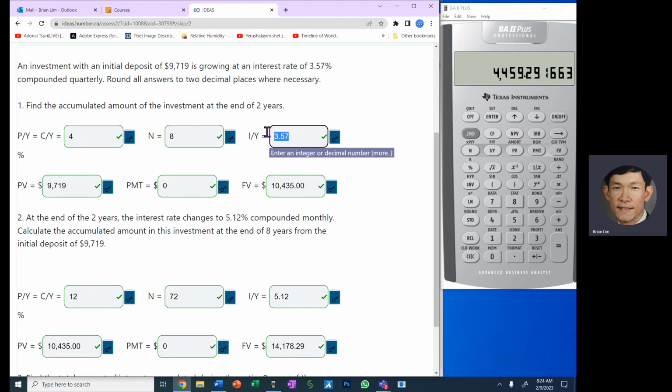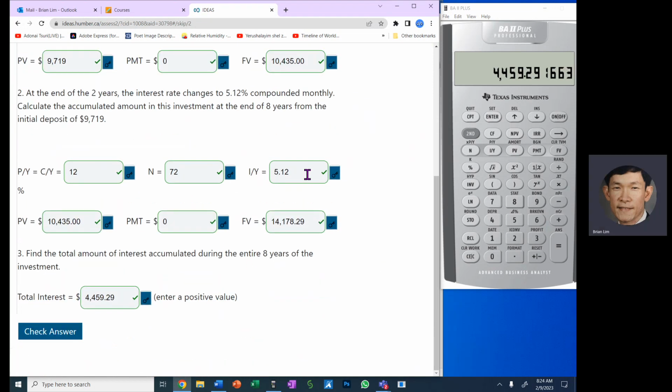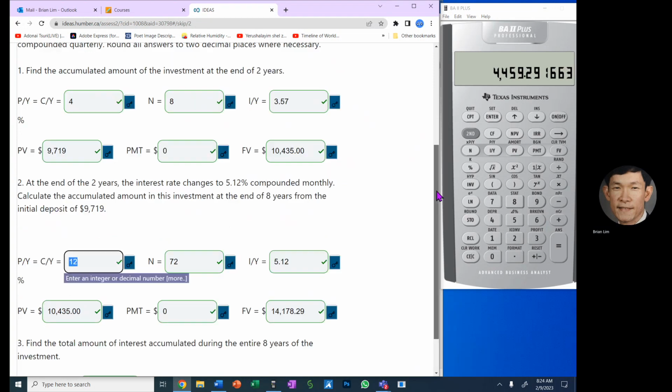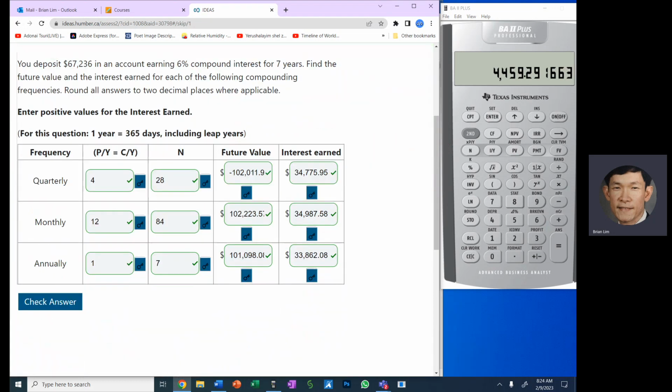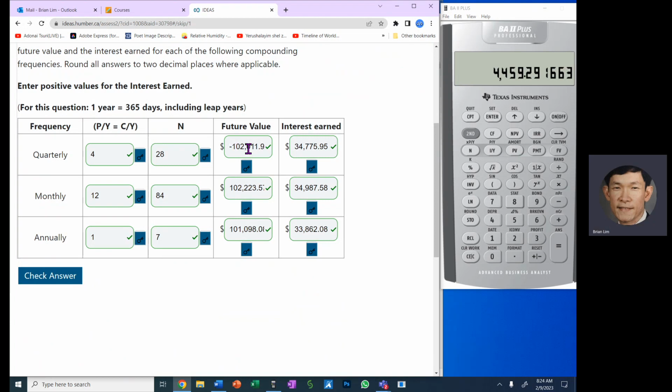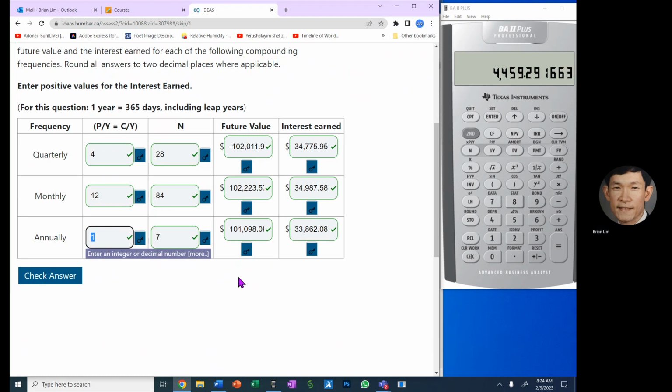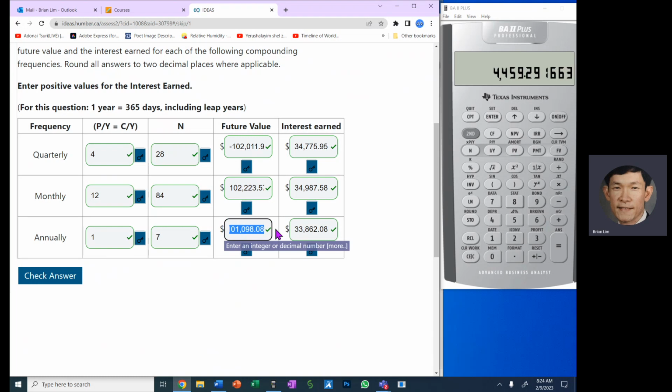All right, and initially it was 3.57% compounded quarterly. All right, and now it is 5.12 compounded monthly. Okay, so there we are. All right, I think that is good enough for now. Let me go back and just point out one thing, and that was that the future value could be positive or negative as seen here and here. Okay. Now, also, you can see when the frequency of compounding is lower, the future value would be lower. And so will be the interest earned.